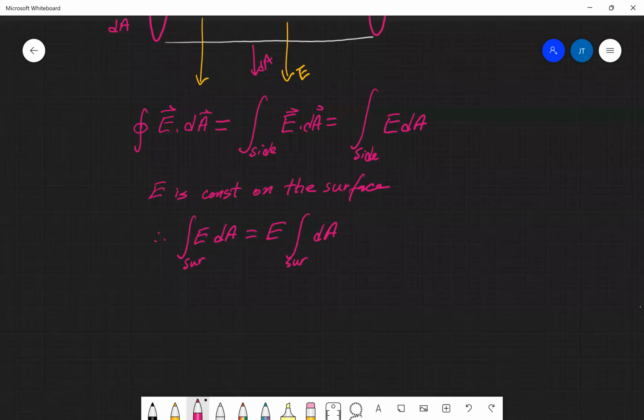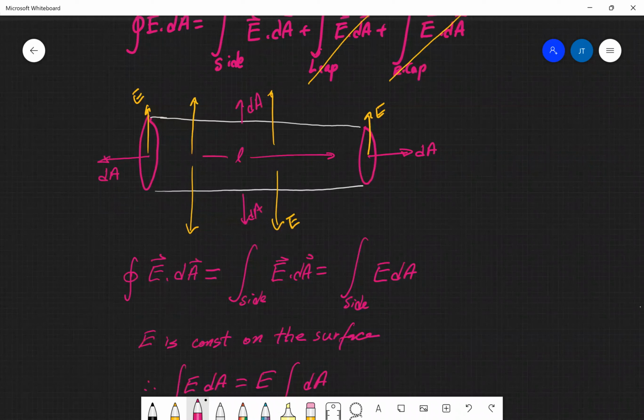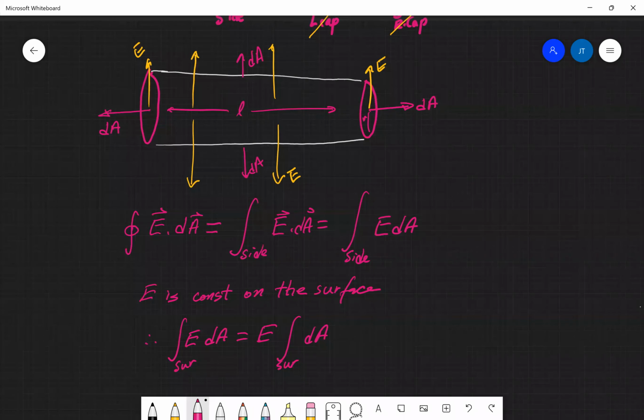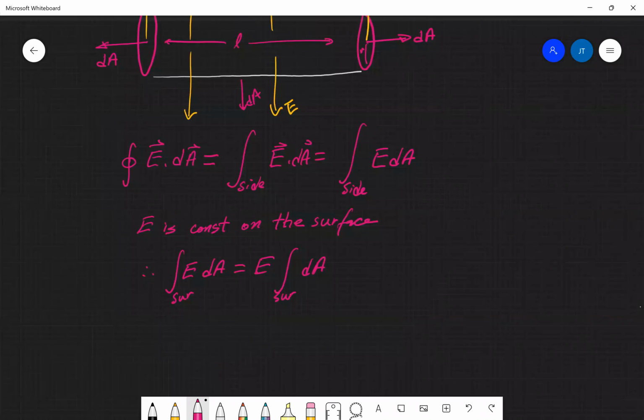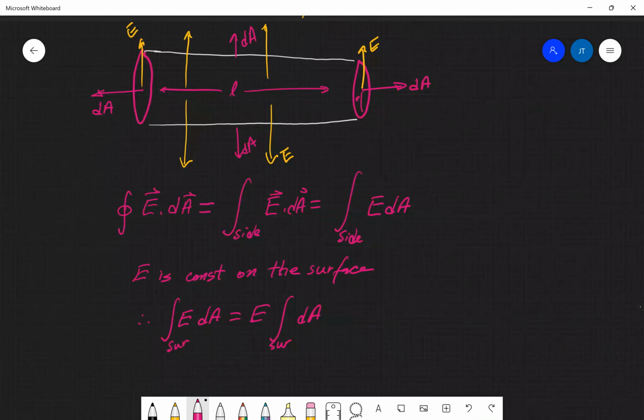So whenever I integrate the surface of a cylinder of length L, again, the length here is L, and the radius is R, I get the circumference of that circle times the length. So that will be E times 2 pi R L, right? So this is the integral on the left.